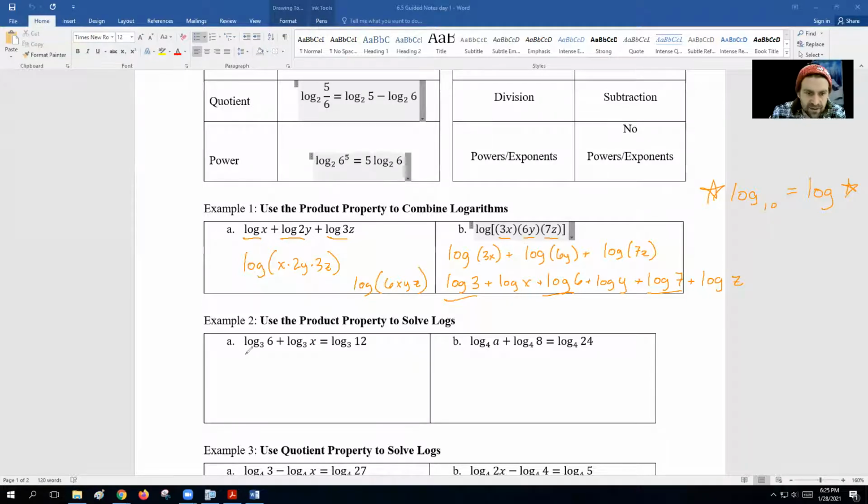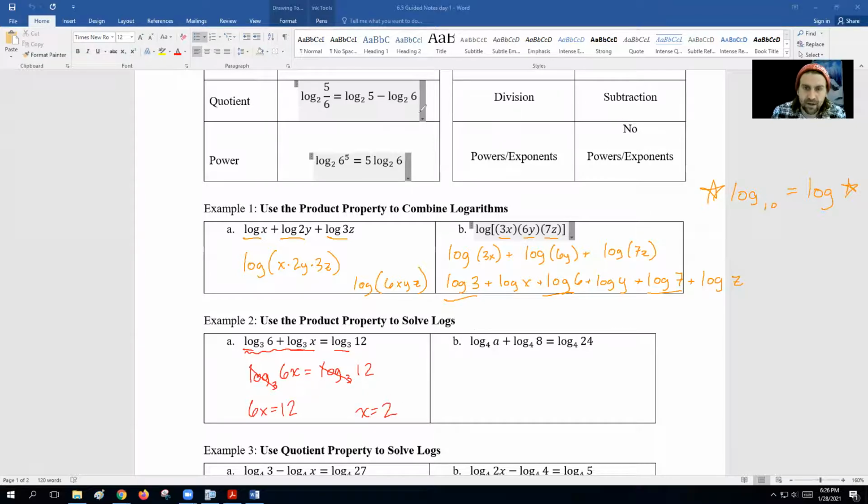So we can only cancel out logs, even though we have common logs on both sides. We can only cancel out a log if we have one log on each side. Now, since these two logs here are the same log and they're being added together, we could change this to log base 3 of 6 times x, so 6x, equals log base 3 of 12. So these two logs we can combine together by multiplying their numbers outside. Now that we have common logs, they cancel out, and we just got to solve 6x equals 12. So all we got to do is divide, and so x would have to be 2.